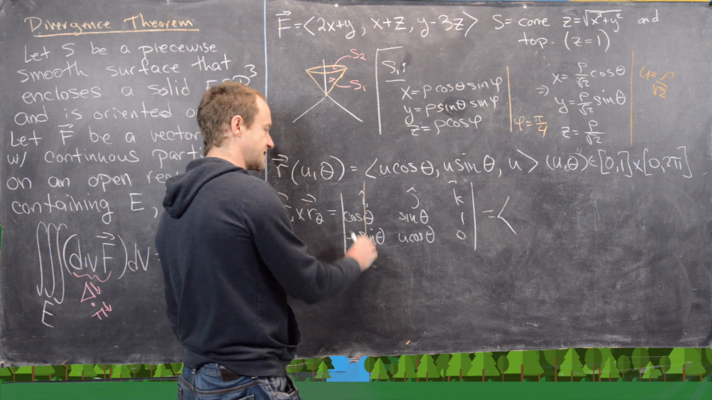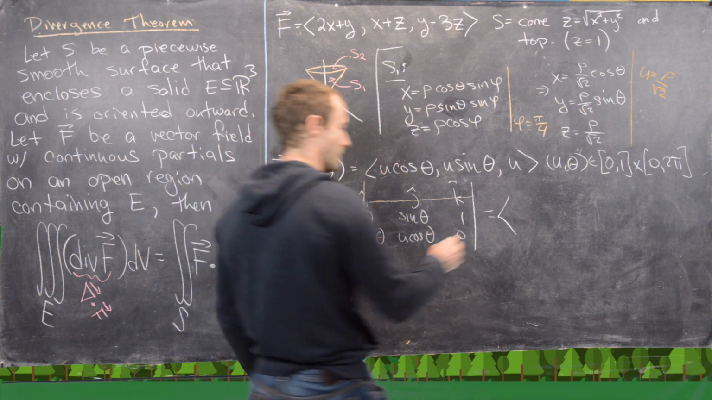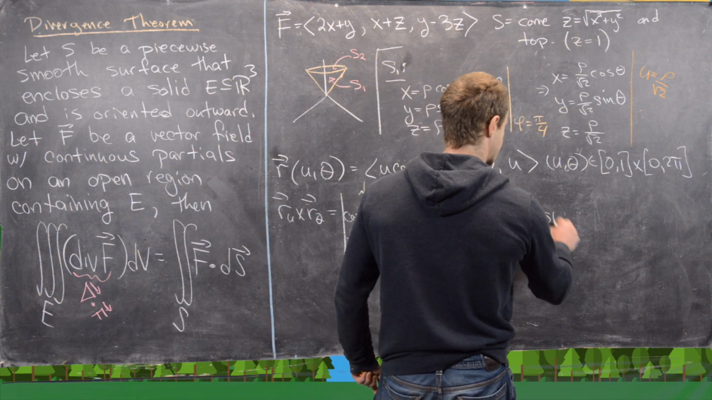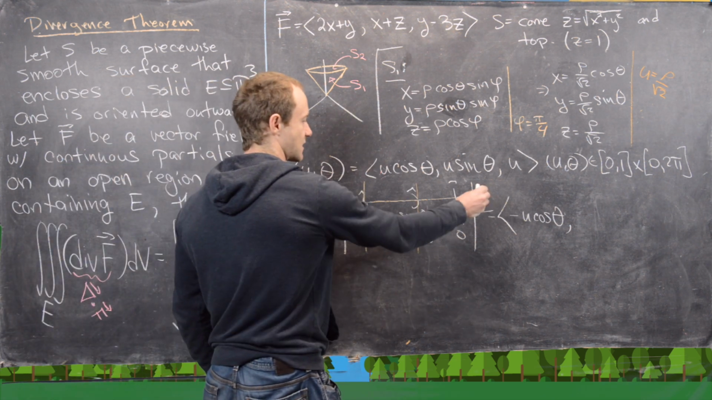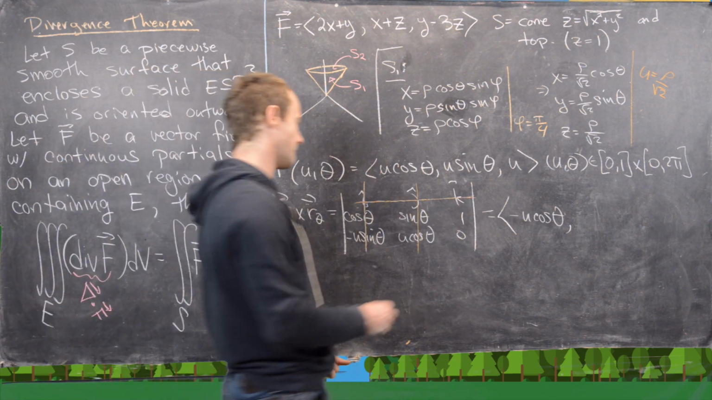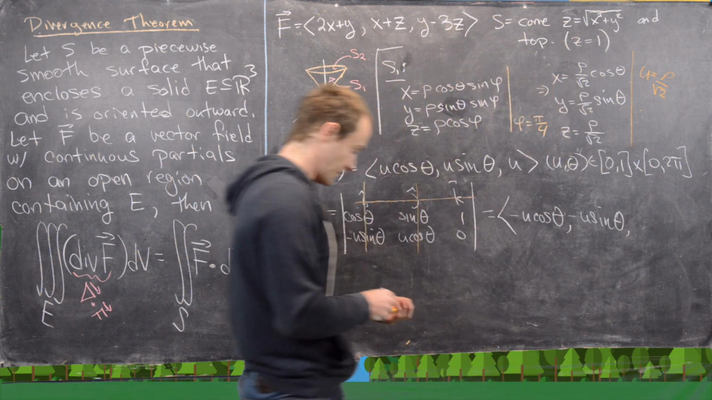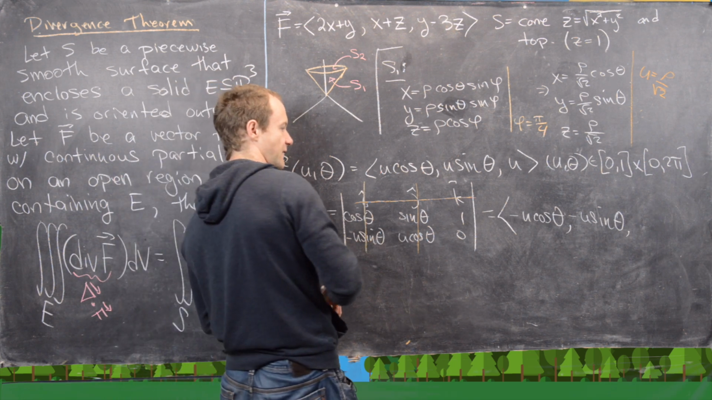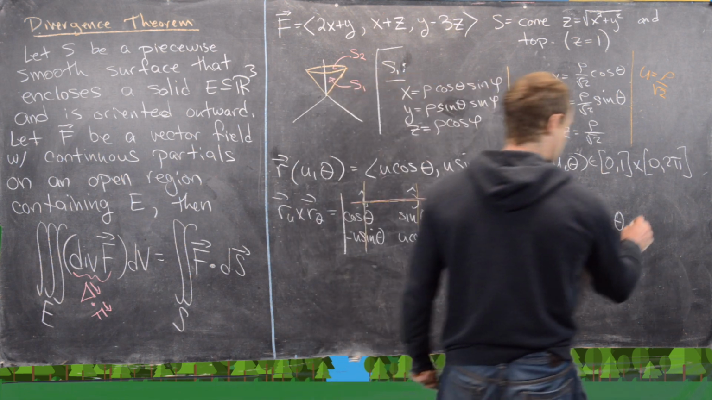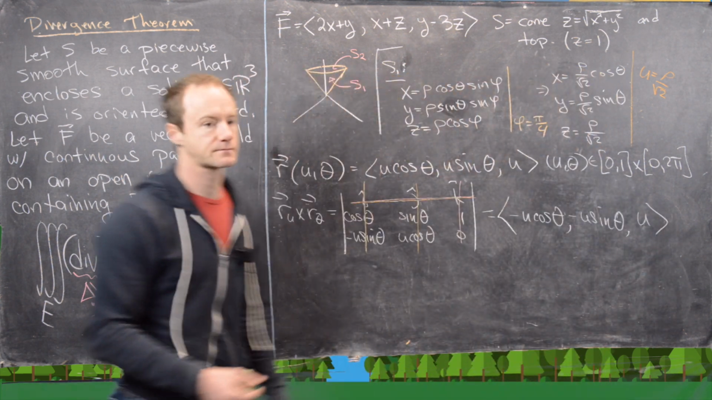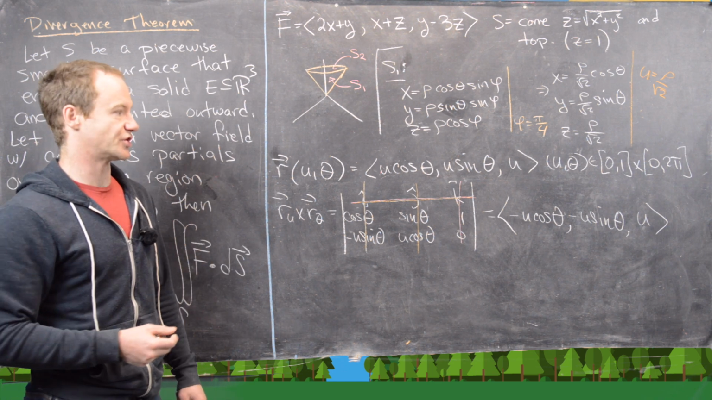So if we cross out the first column in the first row and then take that determinant, we'll get minus u cosine theta. Then if we do the same kind of thing for the second column in the first row, we'll get minus u sine theta. And then if we do the same kind of thing for the last column and the first row, we'll get u. Great. But if you see, this is actually pointing in the wrong direction.